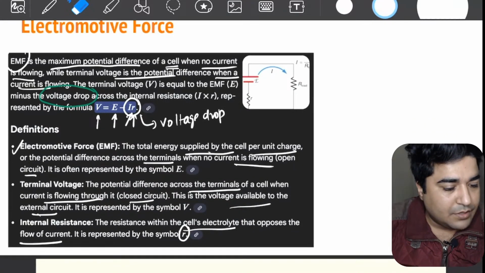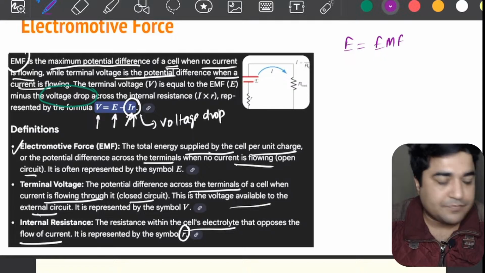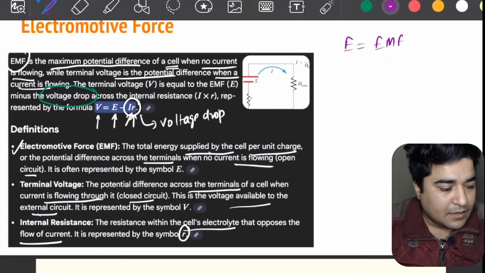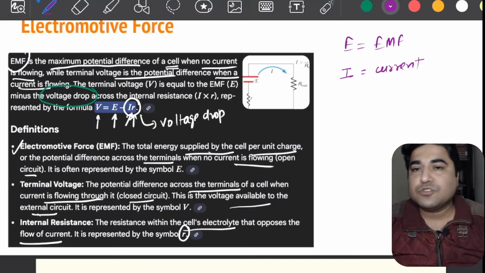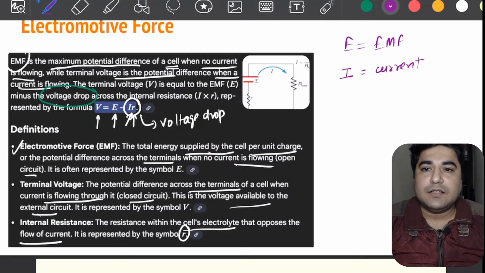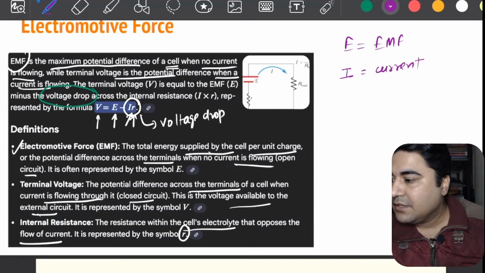Okay, so E is basically EMF. I is, as usual, the current in the circuit. Most of the time we would be targeting the questions related to in series. So accordingly we will have different things over here.